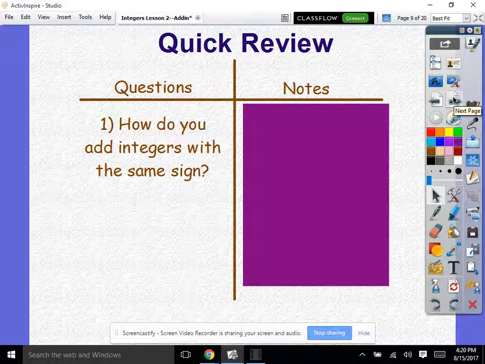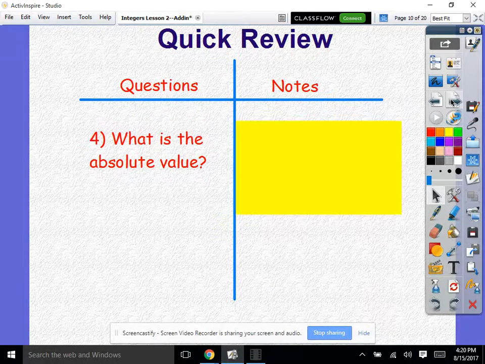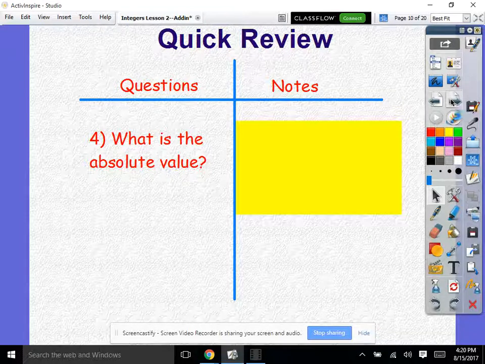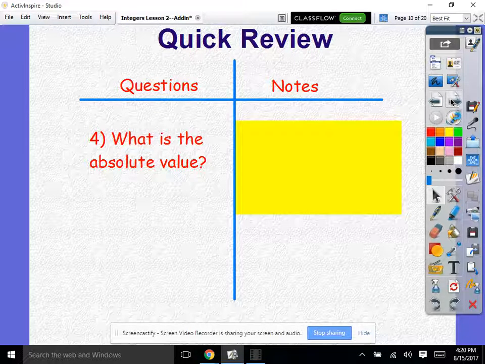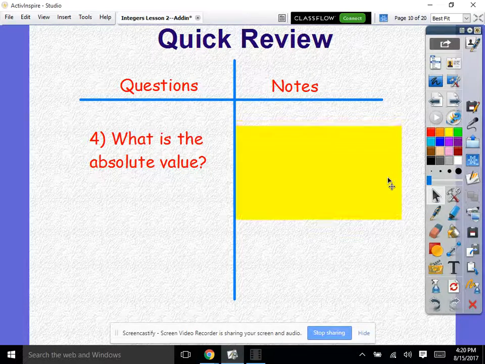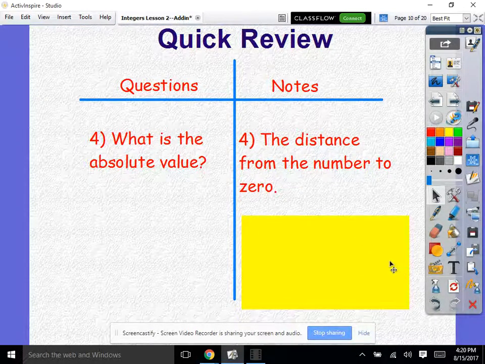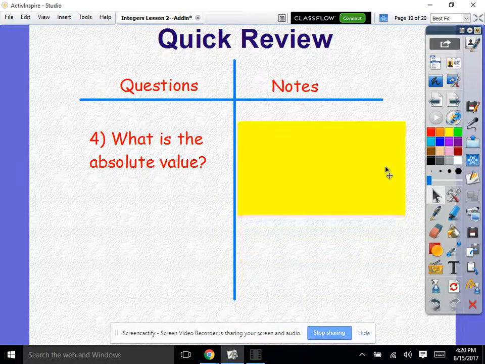All right, so quick review. We're going to look at that tomorrow because we didn't talk about the rule. So this is a review. What is absolute value? It's not on your notes. You don't have to write this down because it's on your notes from yesterday. Absolute value is the distance from the number to 0, and that's a vocabulary term that you need to know.